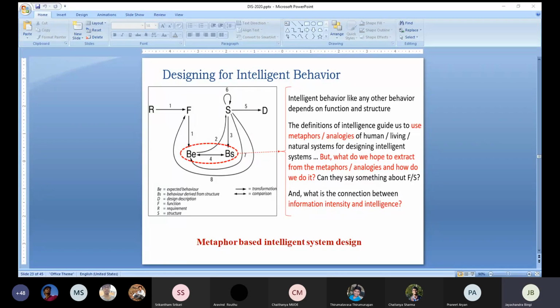Last class, we discussed the different dimensions of intelligence. Broadly, we covered six different dimensions: cooperative, adaptive, reactive, personality, human-like interaction, and autonomous. In each case, we discussed elaborately.